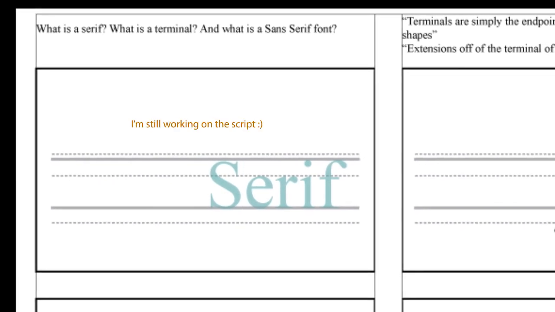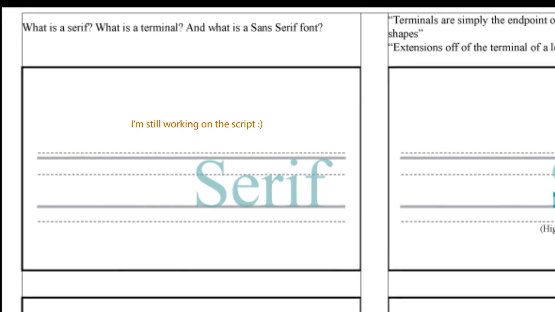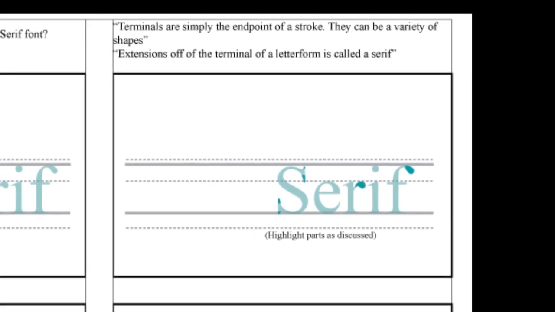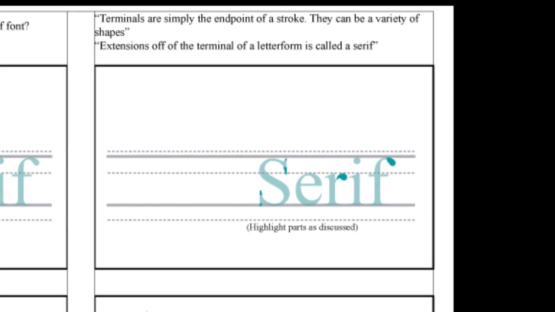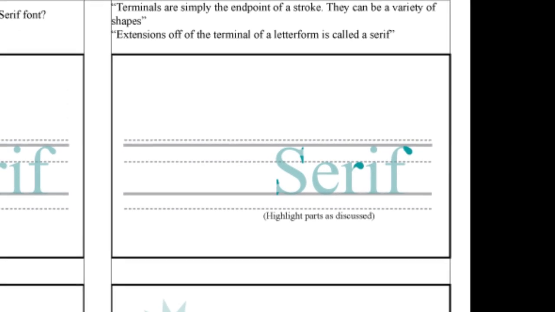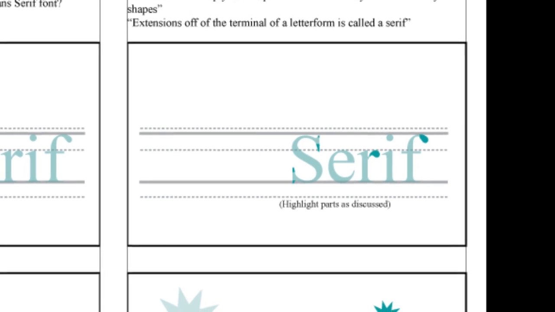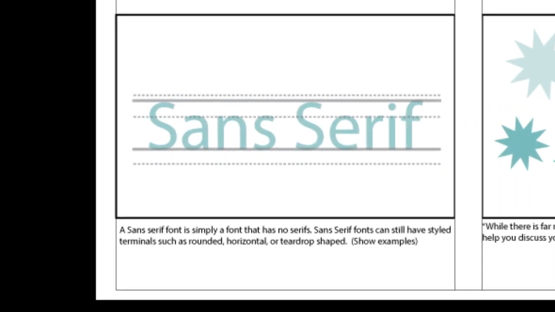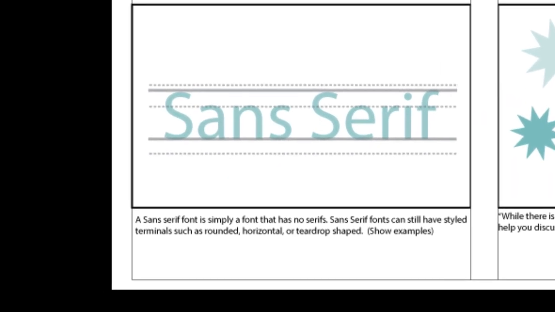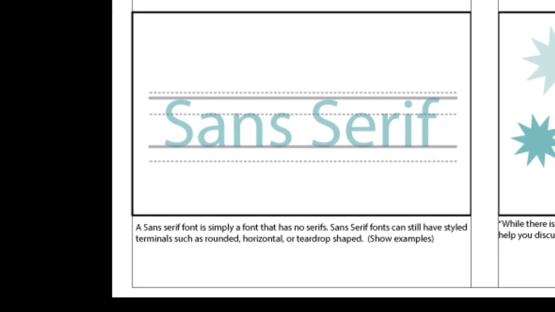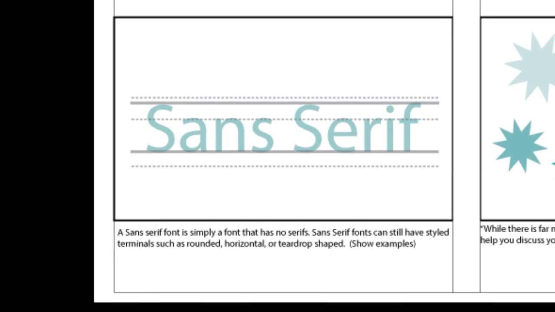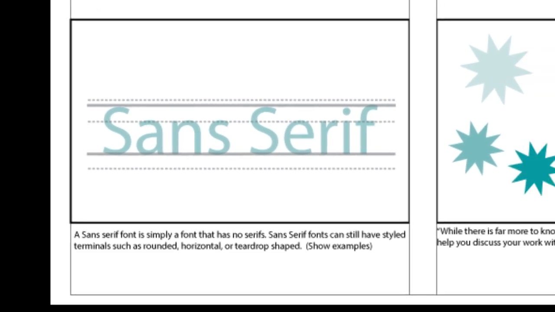What is a serif, what is a terminal, and what is a sans serif font? Terminals are simply an endpoint of a stroke. They can be a variety of shapes. The extensions from a terminal are called a serif. A sans serif font is simply a font that has no serifs. A sans serif font can still have styled terminals, such as rounded, horizontal, or a teardrop shape.